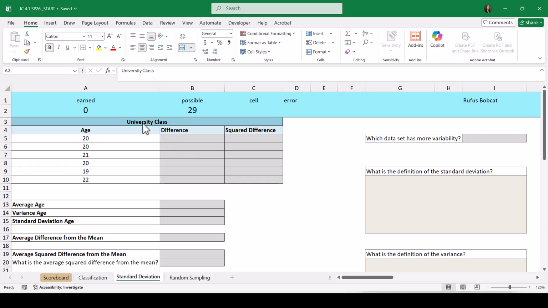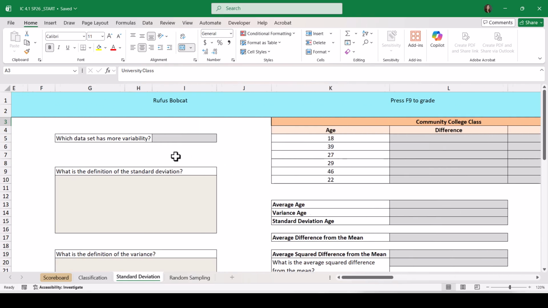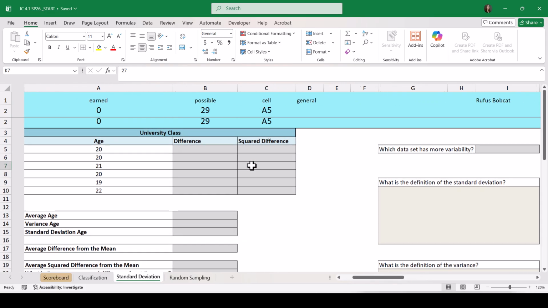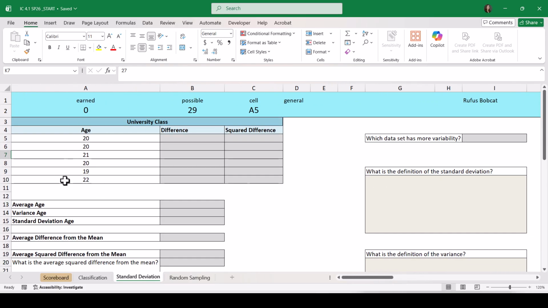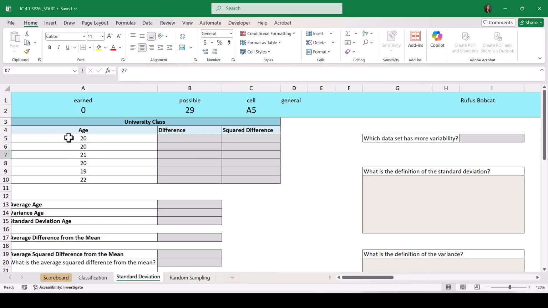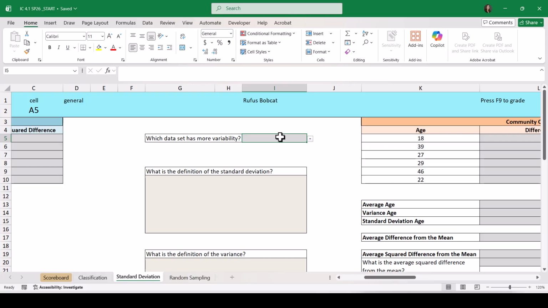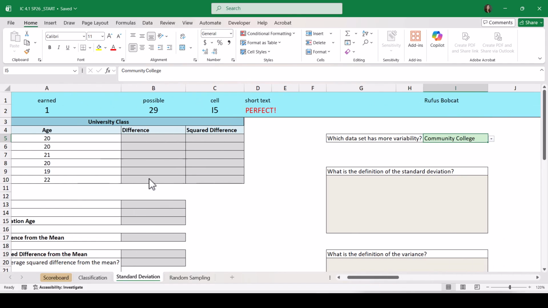So in this example, we have data from two classes, one from a university, and then another one from a community college. If you look at the data, you can see that the ages in the university class are all very similar. They're all around 20, 21 years of age. There's not a lot of variability. So there's little variability in this data set. For the community college, there's much more variability or differences among the ages. So we have a wide range of age. So the community class has much more variability when it comes to age.